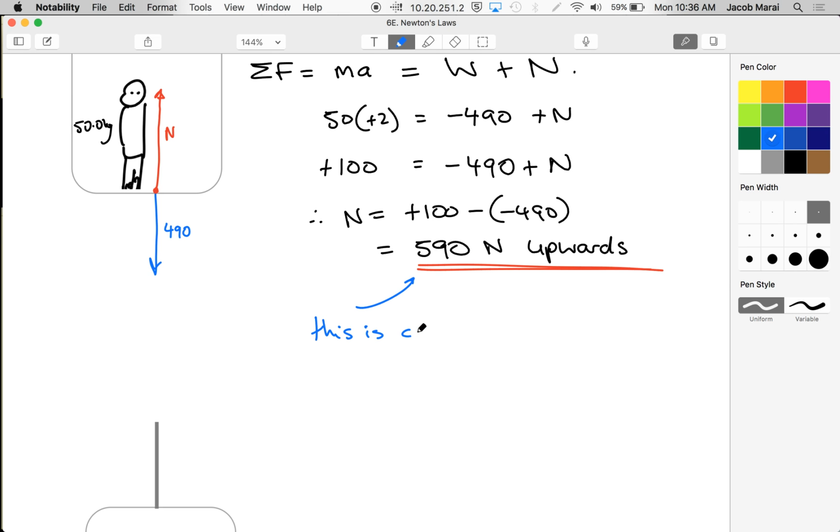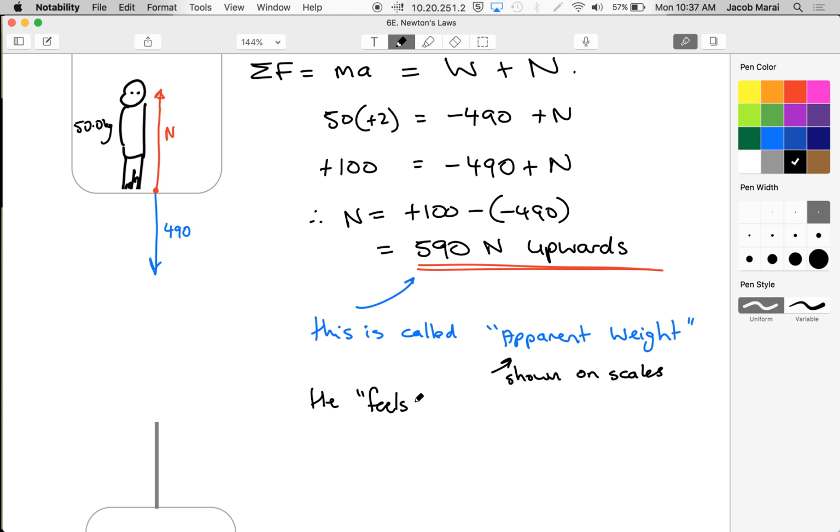Now, could I just get you to add this little note here? This is called apparent weight. That would be shown on the scales if he was to stand on scales. He feels as though his weight has increased. Okay? Now, get that written down. Increased with a D.